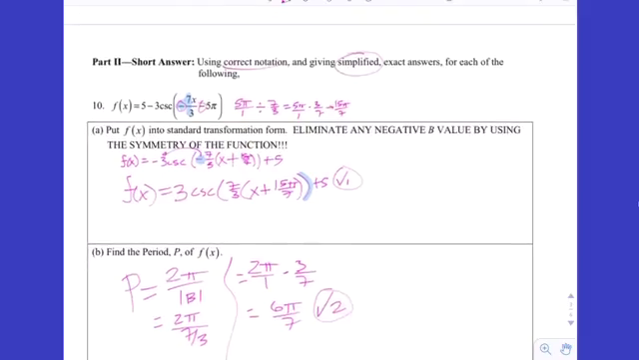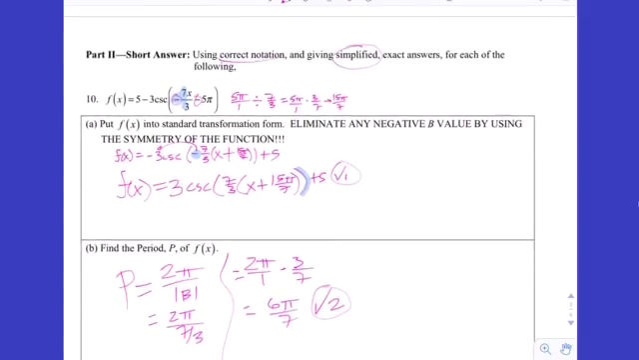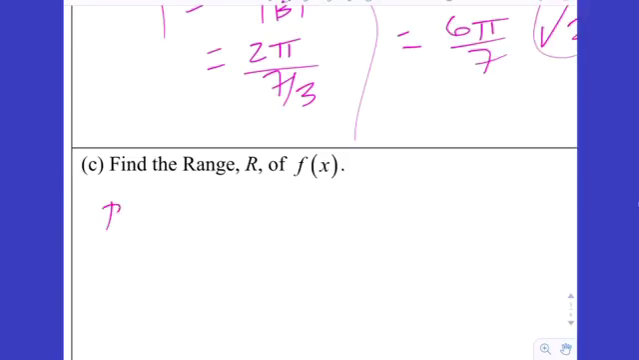All right, now the range. This is similar to what we did on the multiple choice. It's a cosecant. So what I'm going to do first off to the side for myself is I'm going to first find the range of sine.